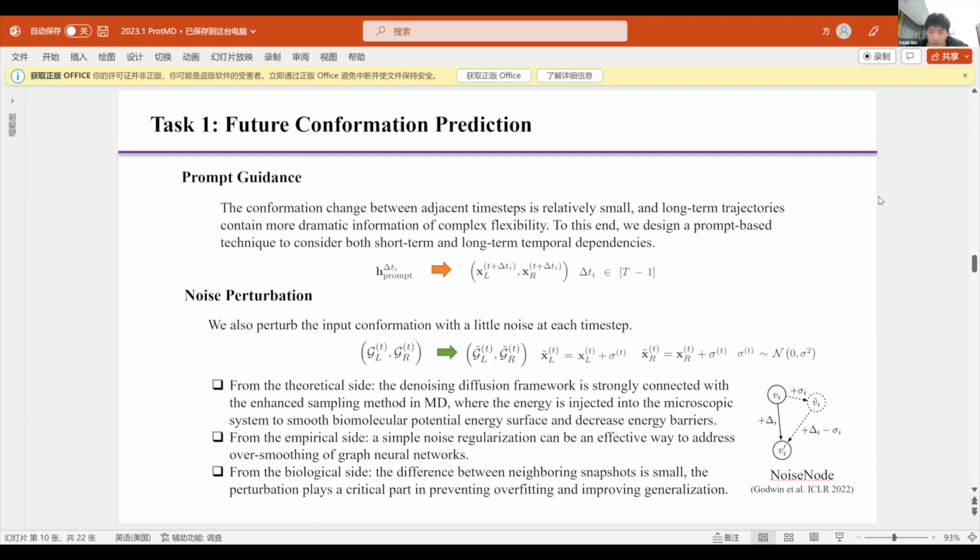This is proven in Noisy Nodes, a conference paper introduced by Godwin. And last, from the biological side, the difference between neighboring snapshots is small, as I have already said before. So the perturbation plays a critical part in preventing overfitting and improving generalization.